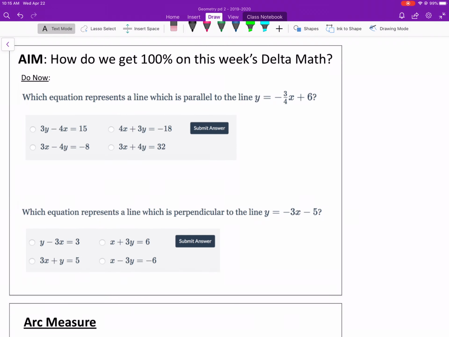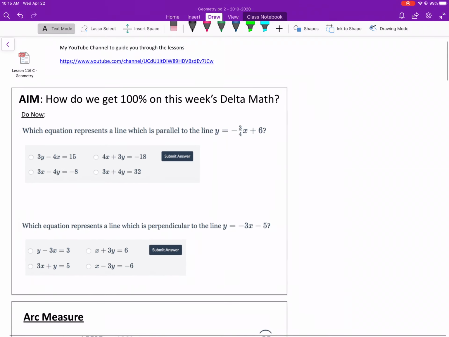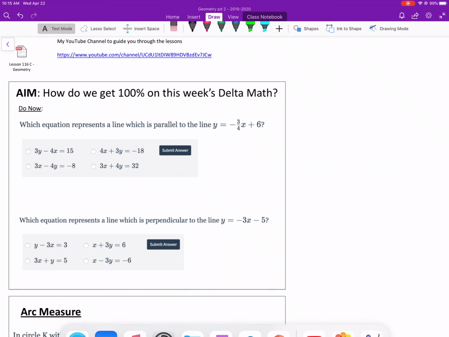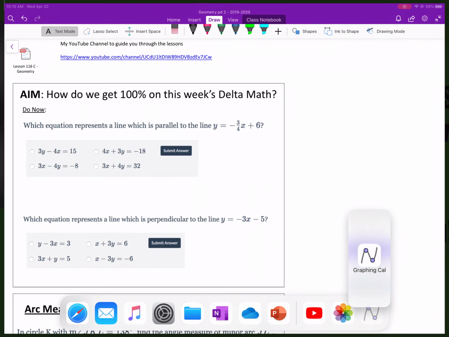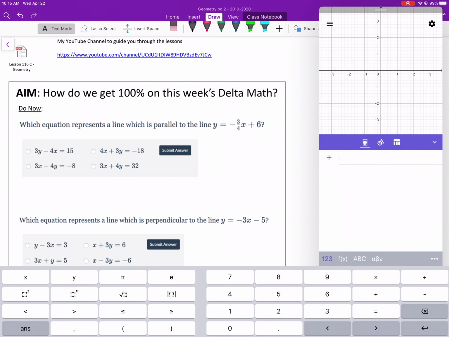Which equation represents a line which is parallel to the line y equals negative 3/4 x plus 6? And you see your answer choices there. Now, there is an algebraic way, but honestly, you see your aim today. How do we get 100%? The easiest way is to graph it in GeoGebra. So let's graph our initial line.